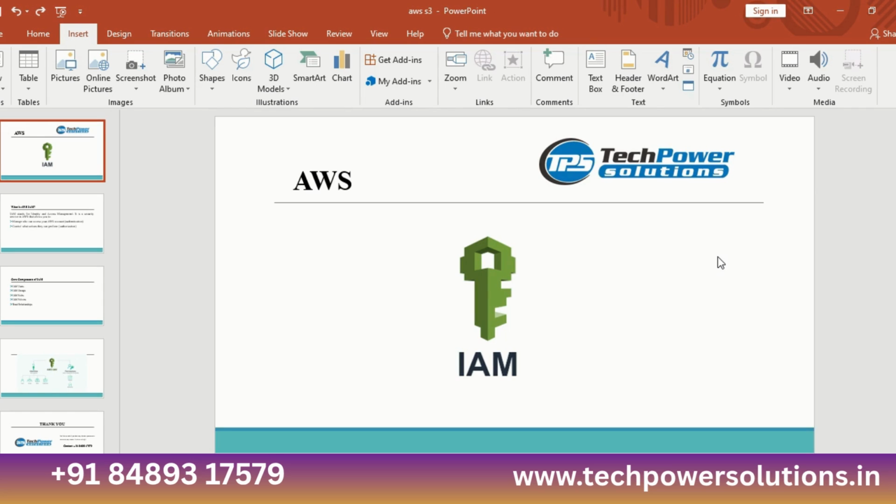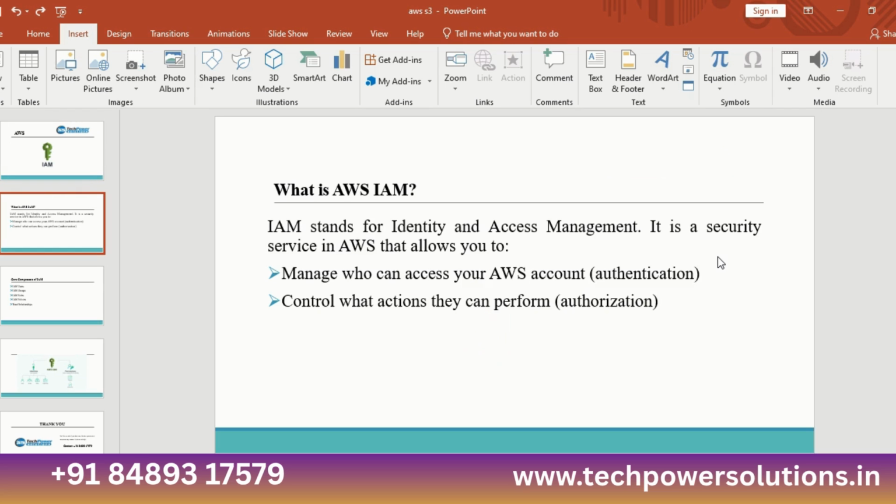Today we will explore IAM in AWS. So IAM stands for Identity Access Management. So it is a security service in AWS that allows you to manage who can access your AWS account, that is authentication, and control what actions they can perform, that is authorization.